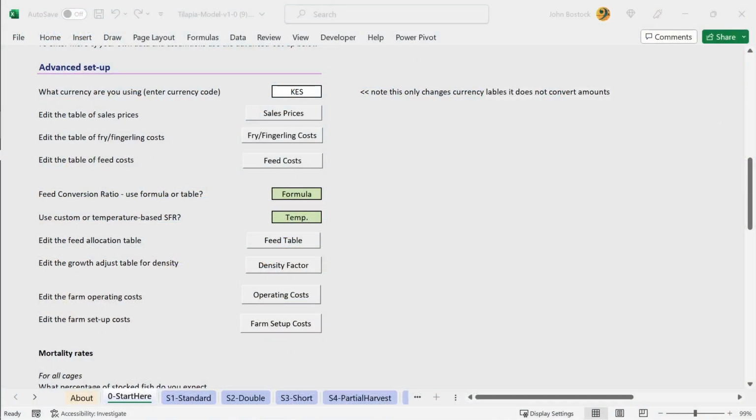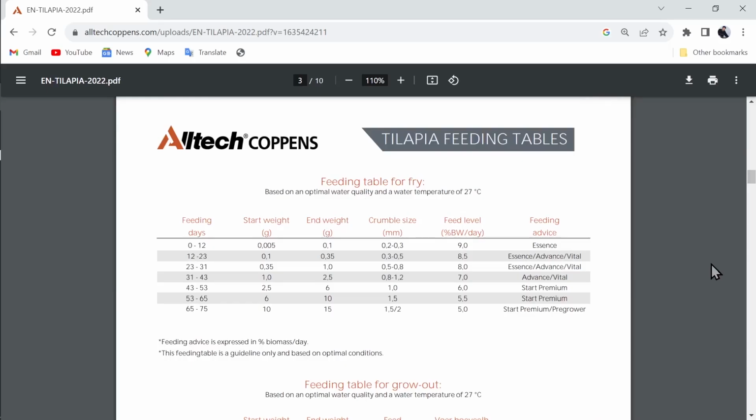In the previous video in this series, we introduced the advanced setup section and edited the key cost and price data. In this sixth video, we start to look in more depth at some of the more advanced setup options that allow you to tailor the model to your specific circumstances. In particular, how to adjust the feed-based growth model. There are various approaches that can be taken, but here we have chosen to base the model around feed tables that are usually provided by feed manufacturers.